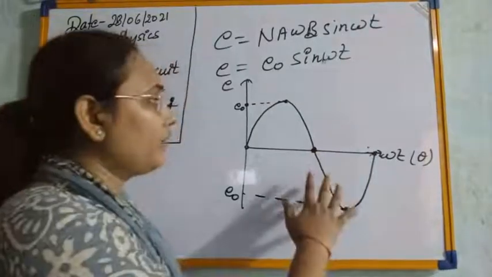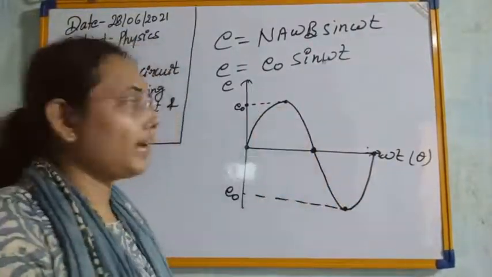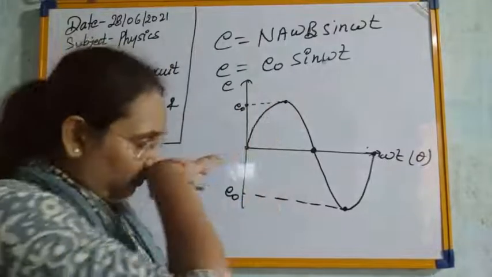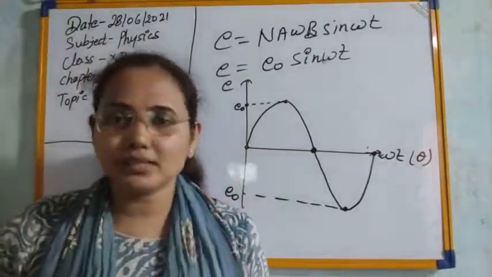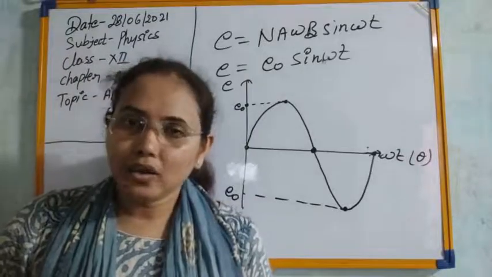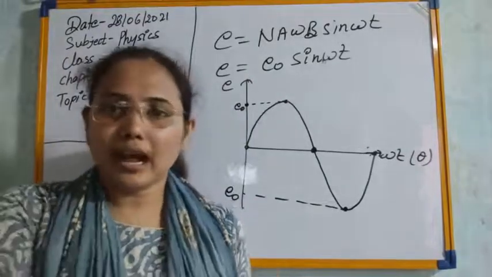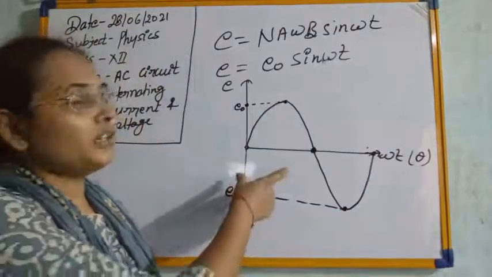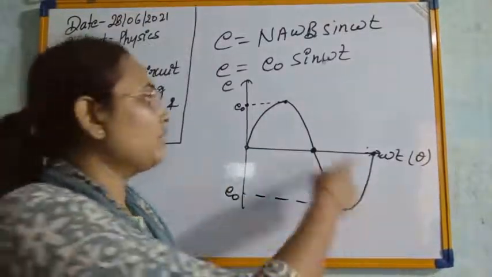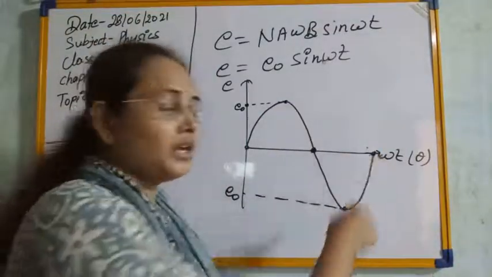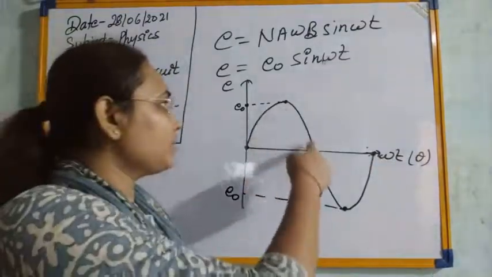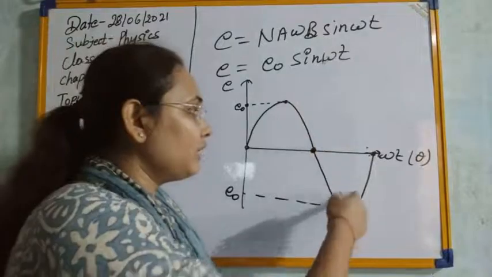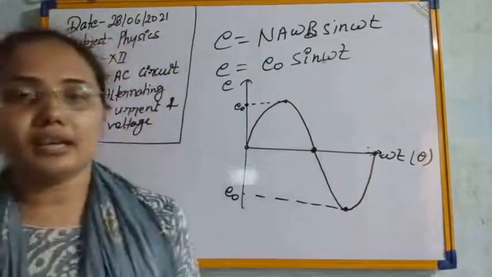So this kind of current, or voltage you can say, whose value is changing with time, is known as alternating current or alternating voltage. Here the graph that we have plotted is for the alternating voltage, whose value is changing continuously with time, and its direction is continuously changing. Direction is changing means sometimes it is in the positive direction, sometimes in the negative direction.